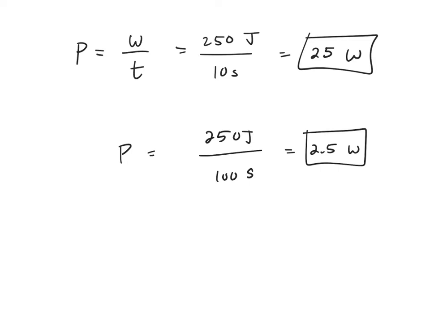Especially for electrical systems, when you look at a light bulb, you look at the label when you buy it, it says, this is a 60 watt light bulb. This is a 40 watt light bulb. Watts were named after... Watt.